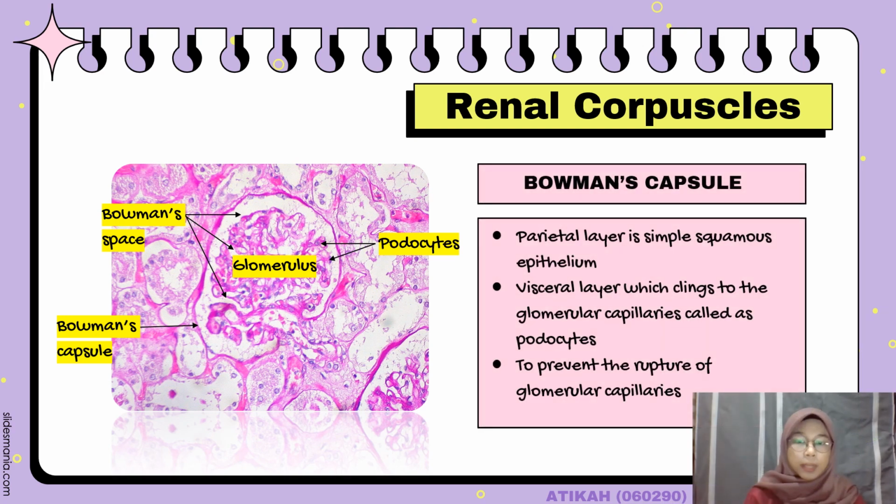The Bowman's capsule has an external parietal layer, which is a simple squamous epithelium, and a visceral layer which clings to the glomerular capillaries, known as podocytes. The function of podocytes is to prevent the rupture of the glomerular capillaries due to blood pressure and at the same time allow filtration to proceed.